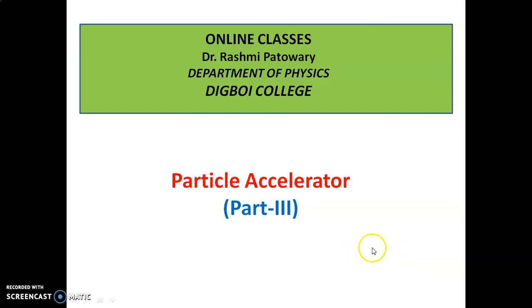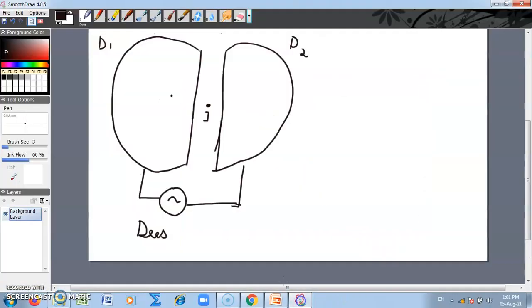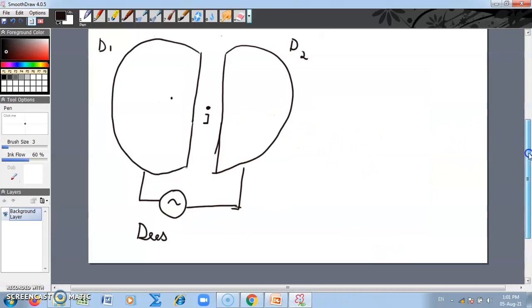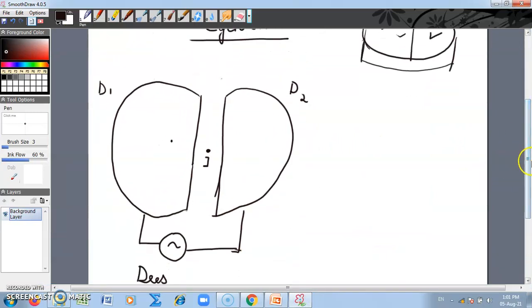So students, welcome to part 3 of particle accelerators, and we had been doing the cyclotron, and we saw that in a cyclotron we have two D-shaped electrodes which is like a case. That means here it's not empty, we have a case like this actually. So that means this has got a breadth like this, and the flat sides are facing each other.